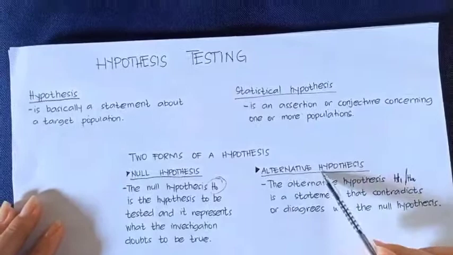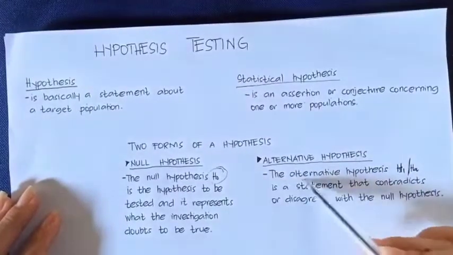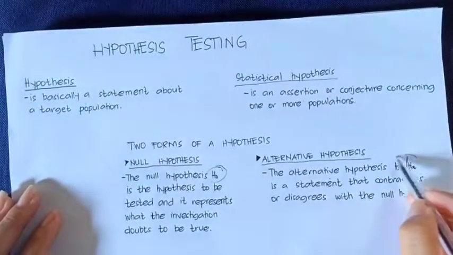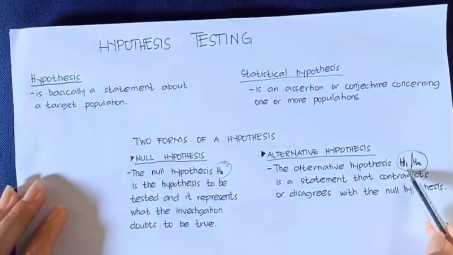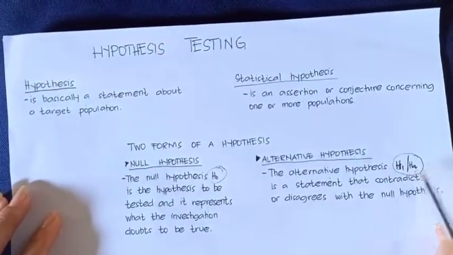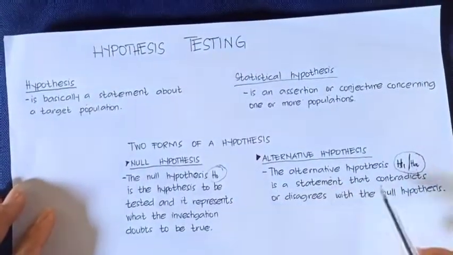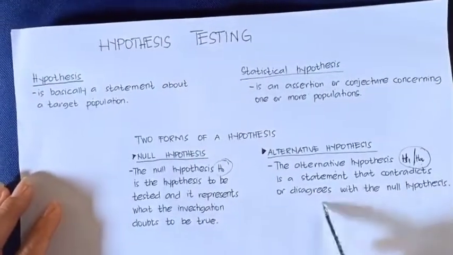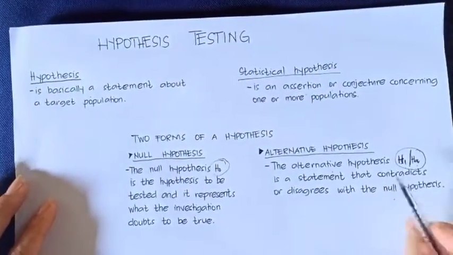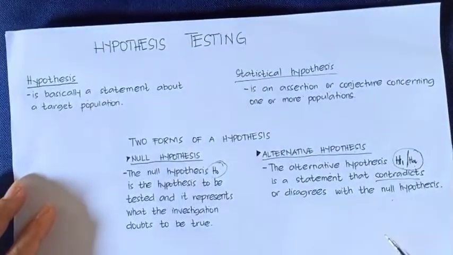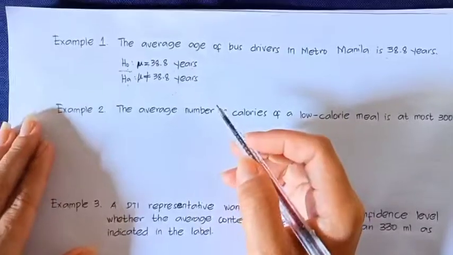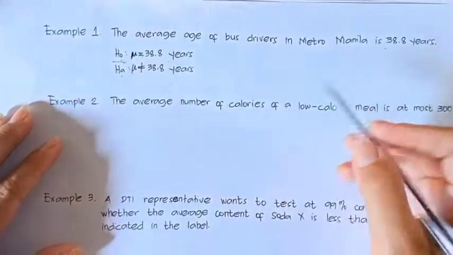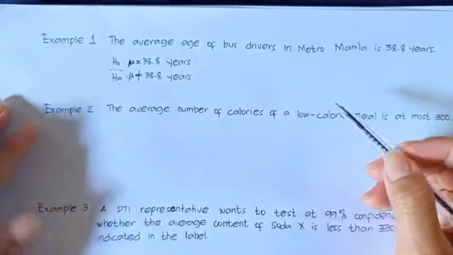The alternative hypothesis can be written with H subscript 1 or H subscript A. It is a statement that contradicts or disagrees with the null hypothesis. Take note of the word contradicts. So let us state the null and alternative hypothesis of each of the examples.